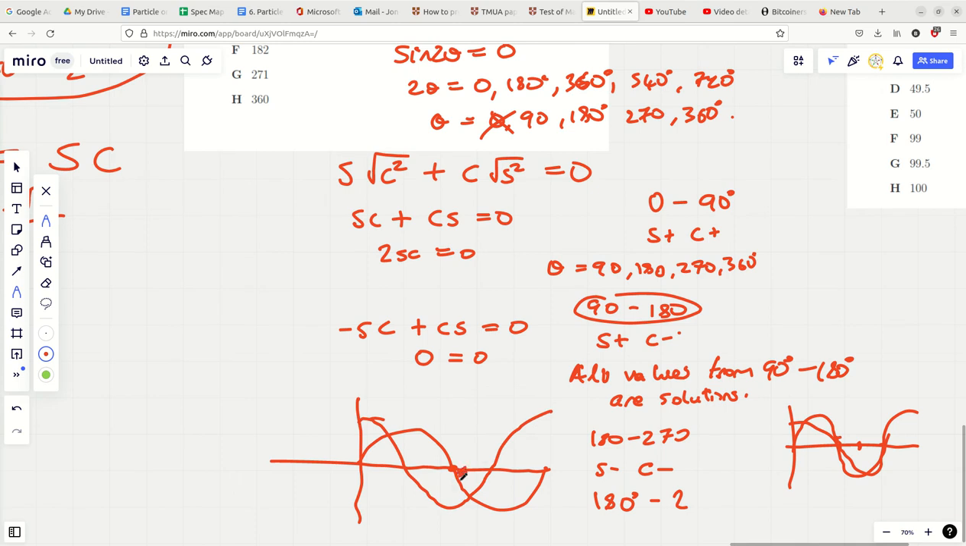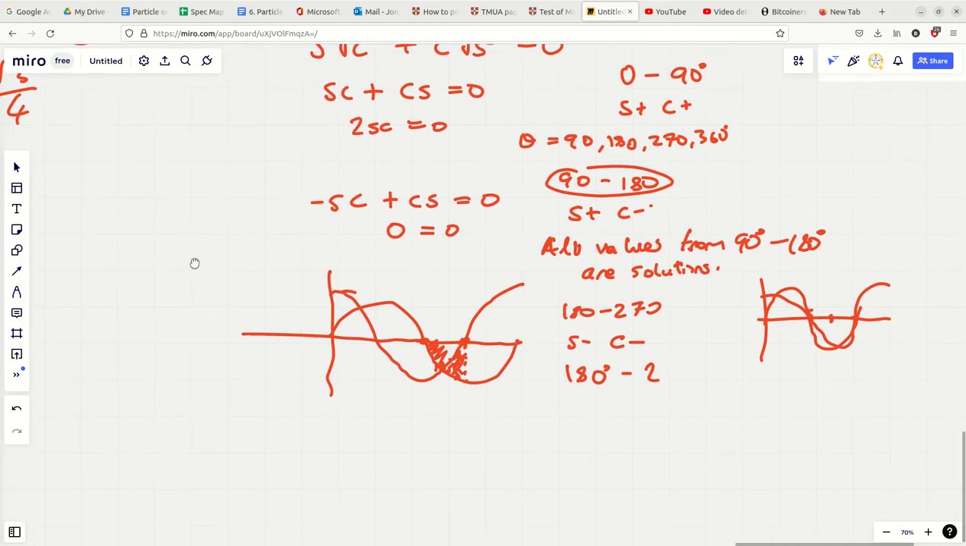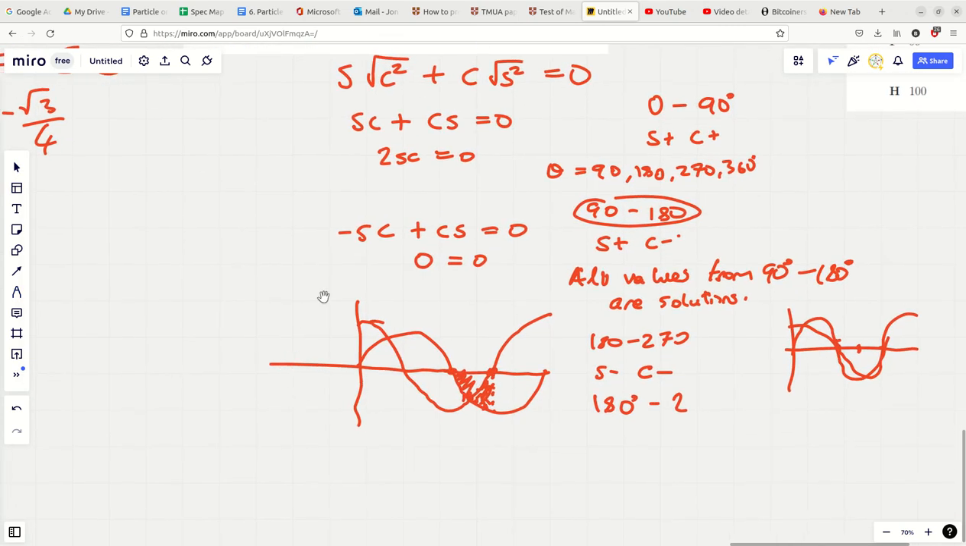Because you're basically down to here. You see what I mean? They're both negative down there from 180 to 270. Okay, so yeah, they're both negative and that's 0. So I was right the first time. Sorry about that. And then finally, you're going to get one positive and one negative to all.